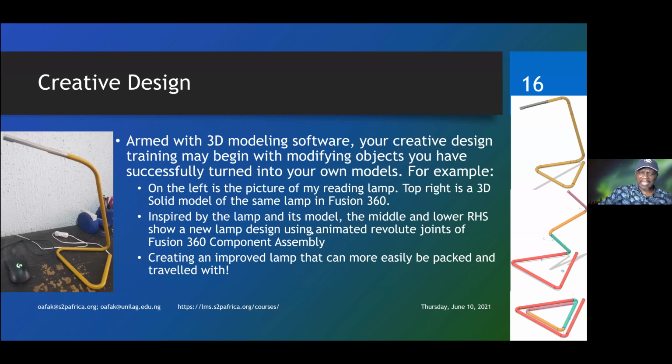Inspired by the lamp and its model, the middle and the right-hand side show a new lamp design using animated revolute joints of Fusion 360 component assembly. So you will learn about revolute joints later on, creating an improved lamp that can more easily be packed and traveled with, for instance. That is one thing you might be able to do. I have a comment here. That is something you can take a look at.